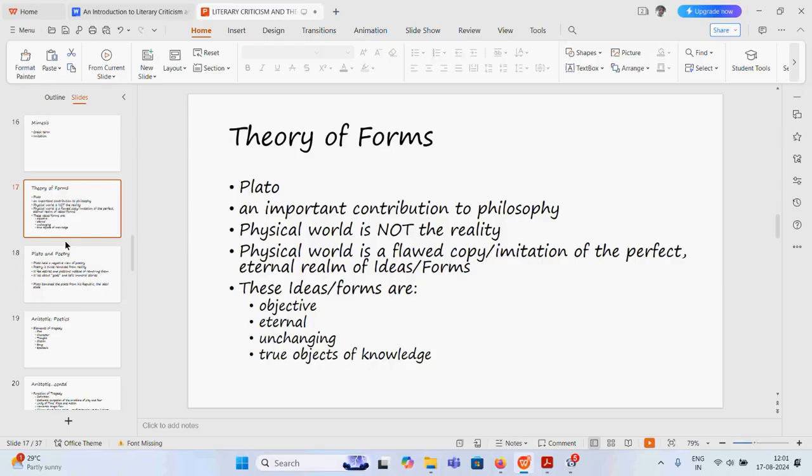So then what is true reality according to Plato? According to Plato, true reality does not exist in the physical world around us, but it can be found in the world of forms, which, as you can see listed on your screens, is objective, eternal, unchanging, intelligible, and where we can find the true objects of knowledge.